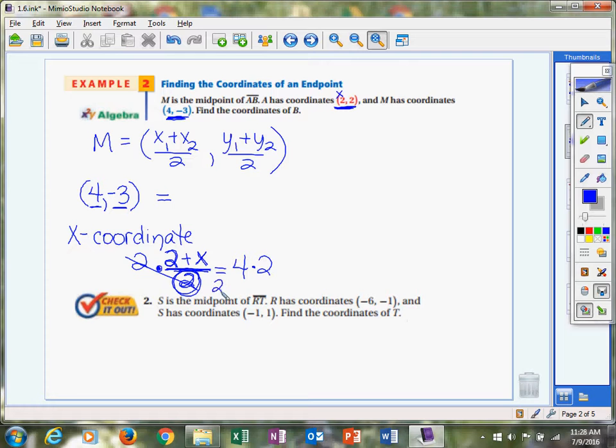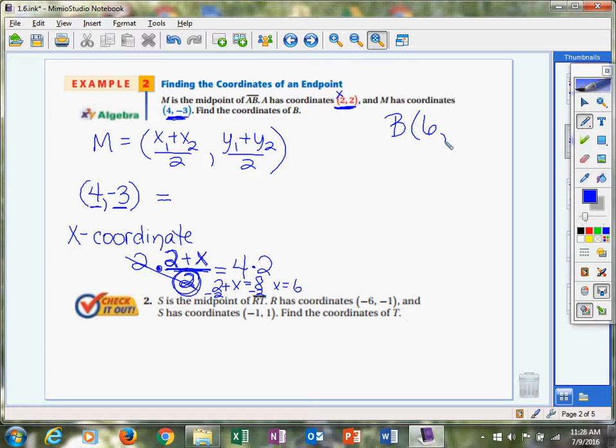So now I've got 2 plus x is equal to 8. Now how do I find x? Yep, subtract 2, so x is 6. If I'm looking for point B, I just figured out that the x coordinate for point B is 6.